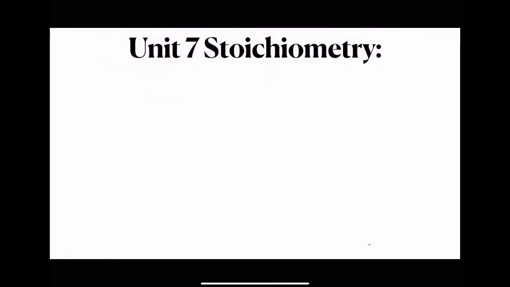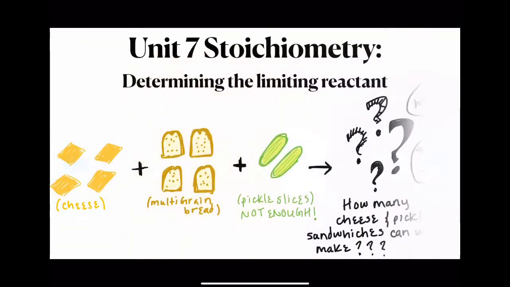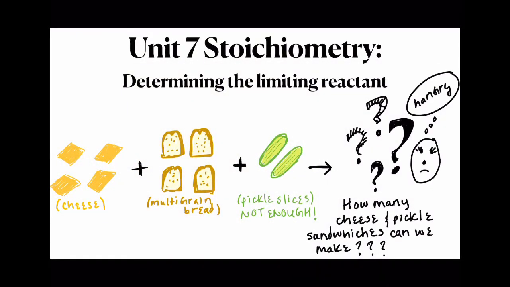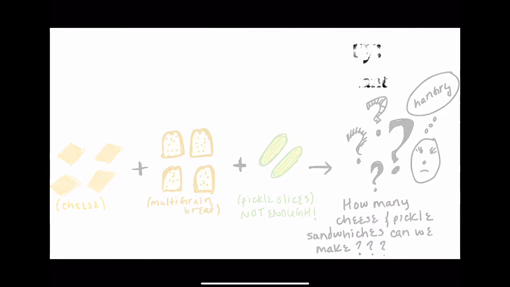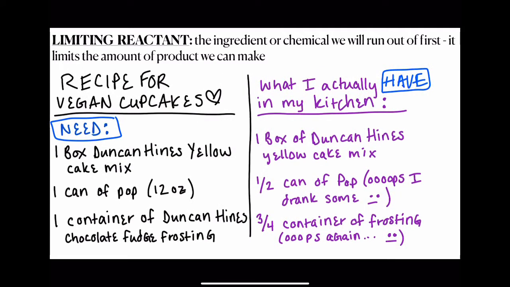Hi, Honors Chemistry. This is Unit 7, Stoichiometry. We're going to begin learning the limiting reactants. How do we figure it out? It's the thing you're going to run out of first. Sorry, spoiler alert. The limiting reactant, like I just said, is what you're going to run out of first. So in that way, it limits how much stuff you can make.